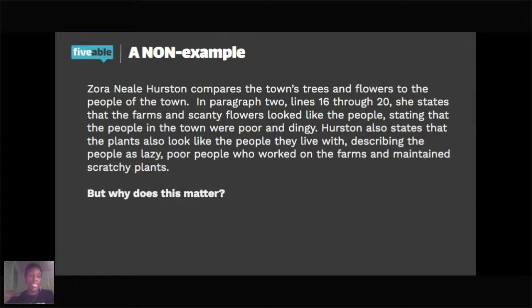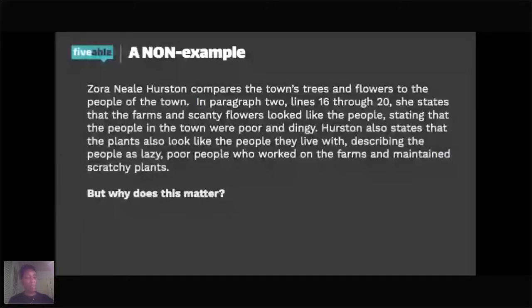So in that second sentence, stating people in the town were poor and dingy, that's an interpretation, but that piece of interpretation should have been present in your assertion. You want to make sure that you are establishing what you're going to analyze. And so it doesn't really give commentary, because it doesn't tell why it matters. It doesn't establish a line of reasoning. It doesn't support a line of reasoning. It just says this is what she does, and this is what that means. Right? So you want to make sure that you're answering so what.